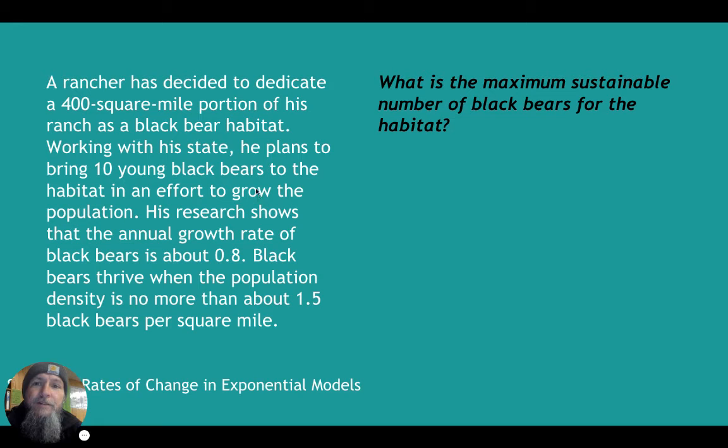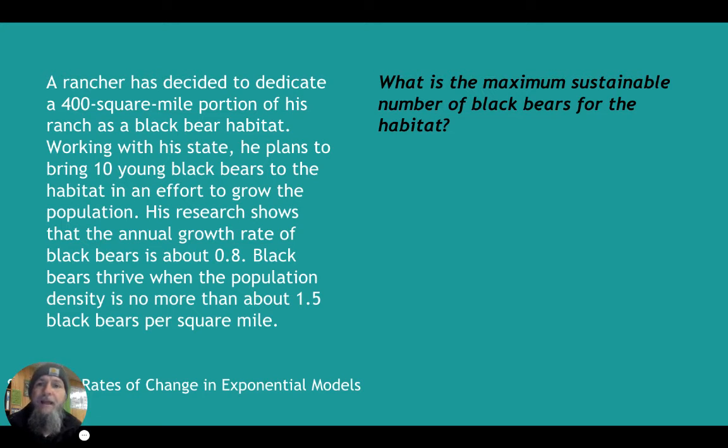So let's look at the situation. The scenario is that a rancher has decided to dedicate a 400 square mile portion of the ranch as a black bear habitat. And he works with the state and he plans to bring 10 young black bears to the habitat in an effort to grow the population. His research shows that the annual growth rate of black bears is about 0.8, and black bears thrive when the population density is no more than 1.5 black bears per square mile.